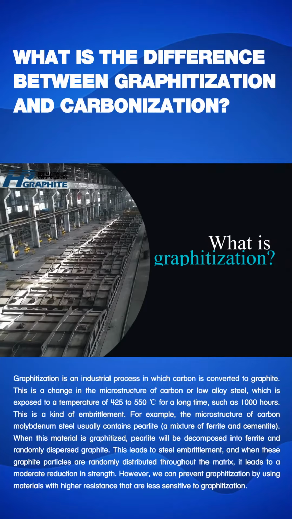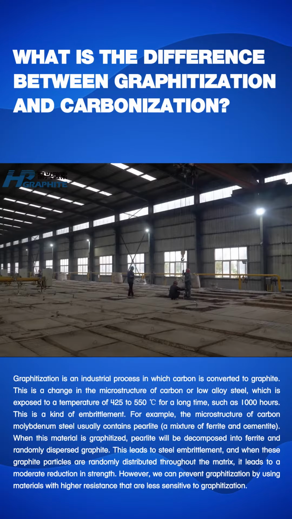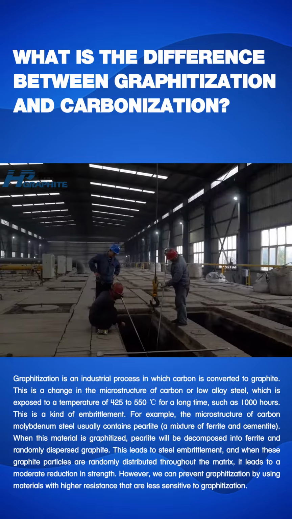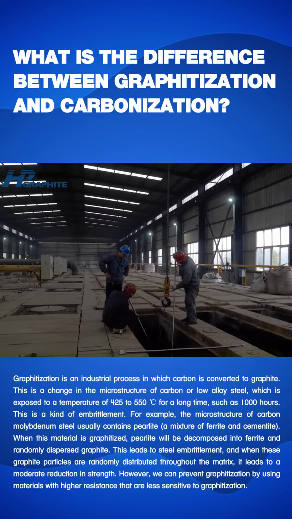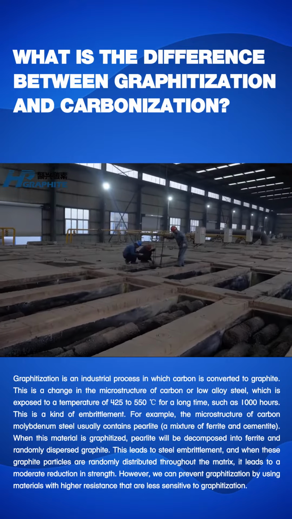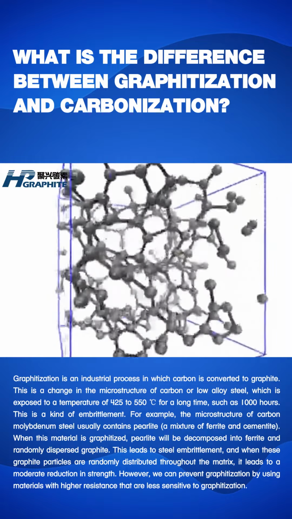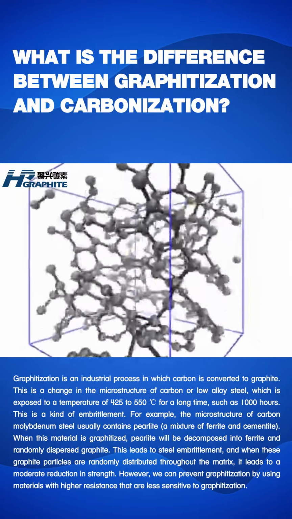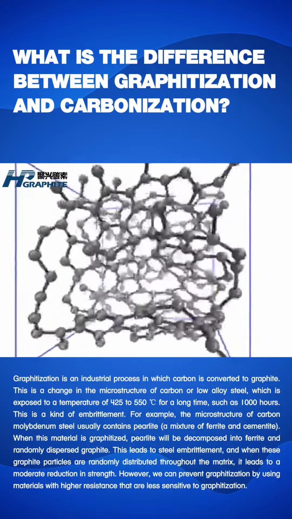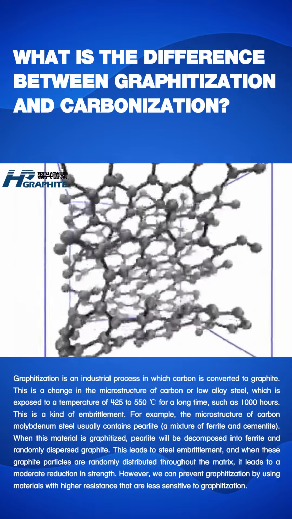What is graphitization? Graphitization is an industrial process in which carbon is converted to graphite. This is a change in the microstructure of carbon or low-alloy steel, which is exposed to a temperature of 425 to 550 C for a long time, such as 1000 hours. This is a kind of embrittlement.